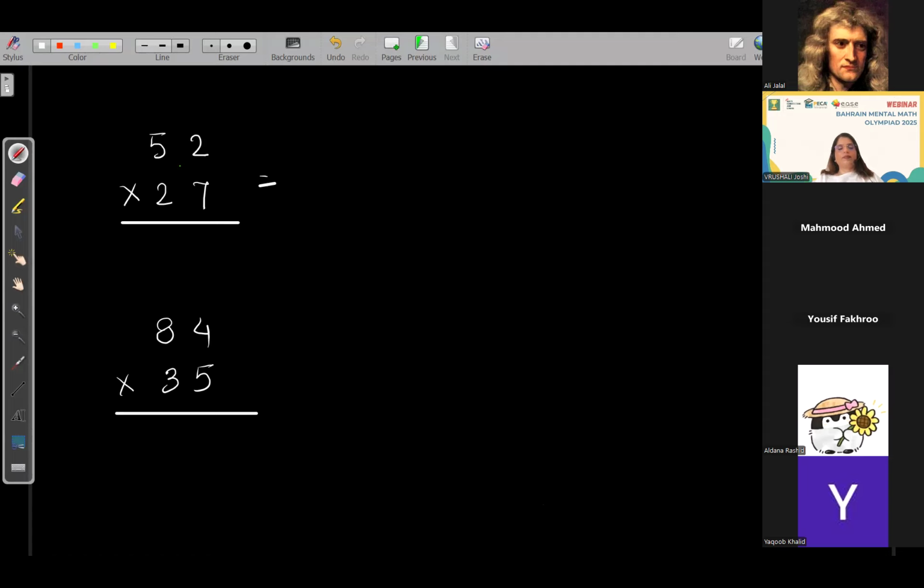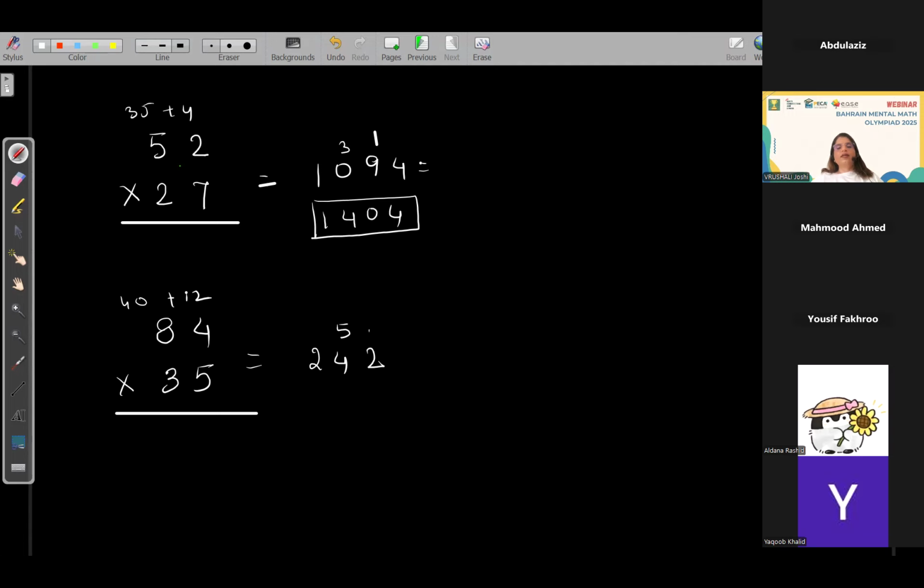Is it 1404 for the first one? 5 twos are 10, and that's a 35 plus 4, so that's a 39, and 7 twos are 14. Yes, it is indeed. 1404. And this will be how much? It will be 24, and 40 plus 12, that's a 52. 2940. Yes, 2940. That's perfect. Getting it?